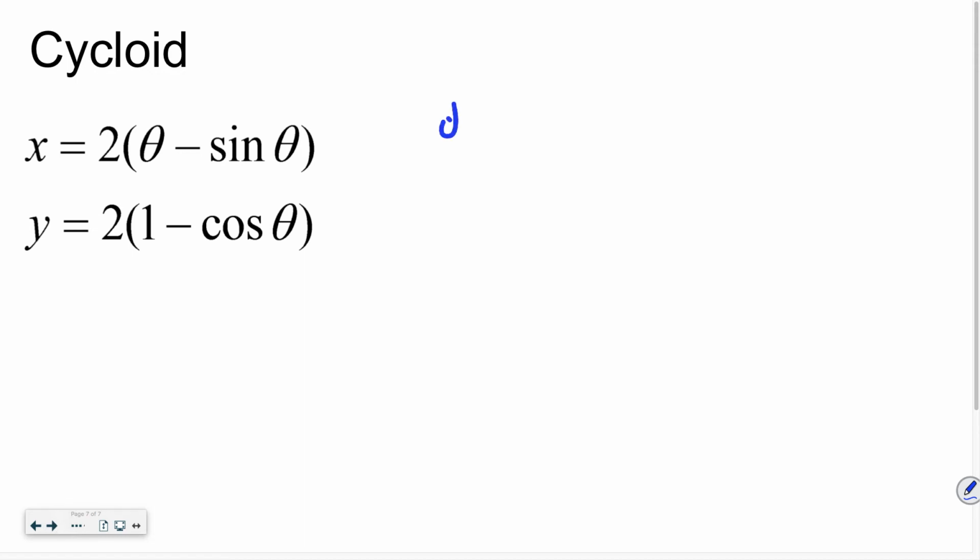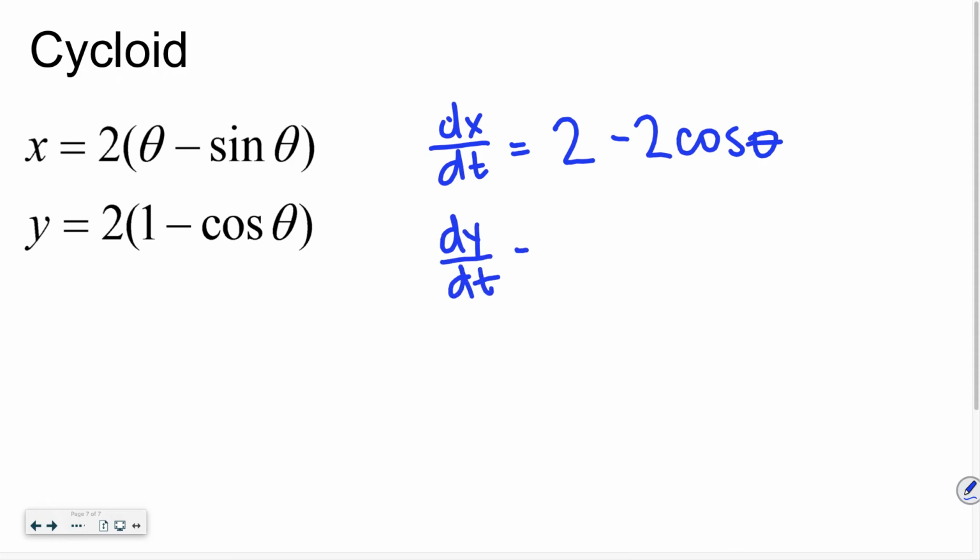What would dx dt be? Two cosine. Okay, and what would dy dt be? Two sine.